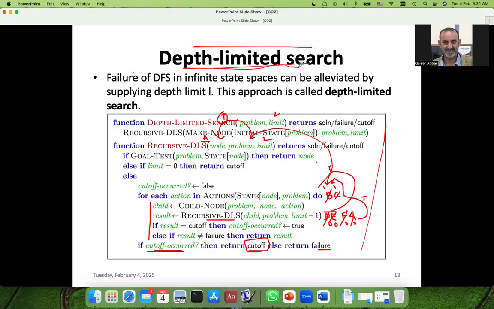So then what? To remove this drawback, we have another idea: to increase the depth, to increase the limit one by one until you find the solution.